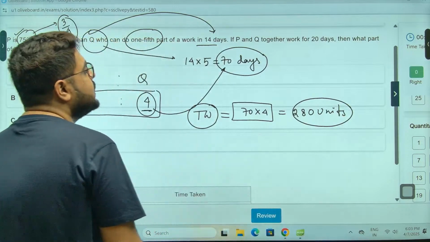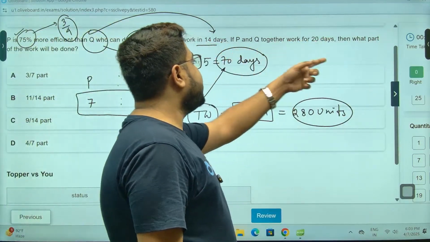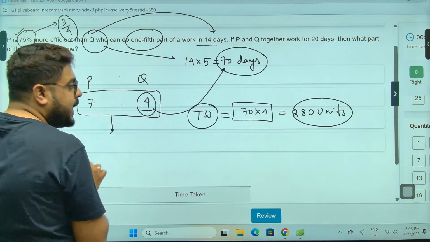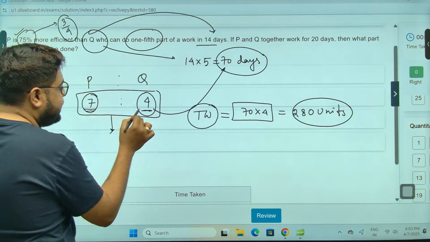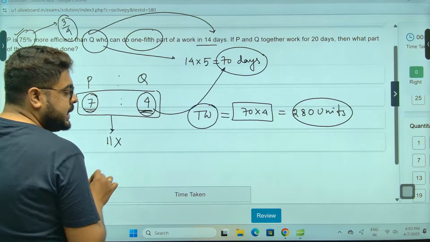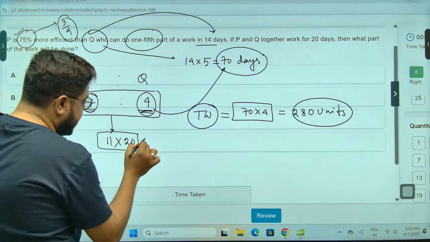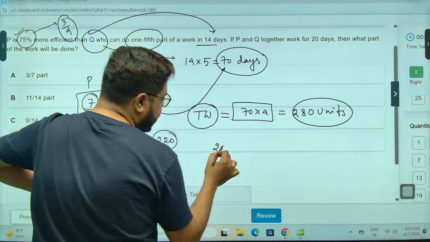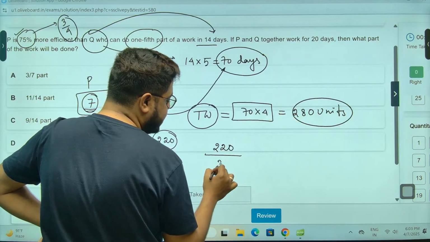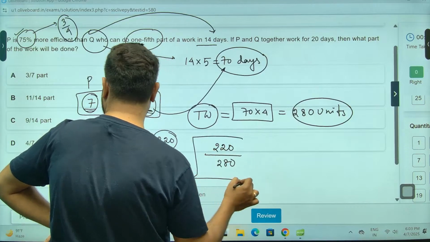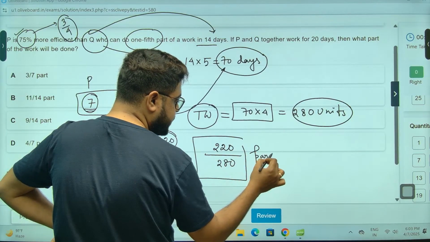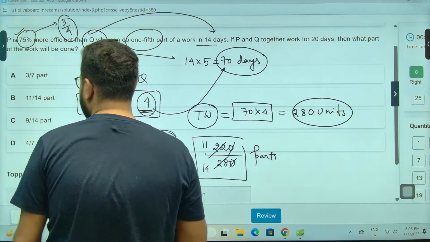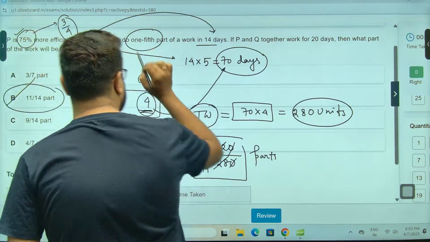Now, P and Q work together for 20 days, what part of the work will be done? If they work together, every day they complete 7 plus 4, total 11 parts. They have worked together for 20 days, so they have completed 220 parts. Fraction: 220 out of total 280. Zero, zero gone, 2, 11, 2, 14. So 11 by 14. Option B is the answer, sir.